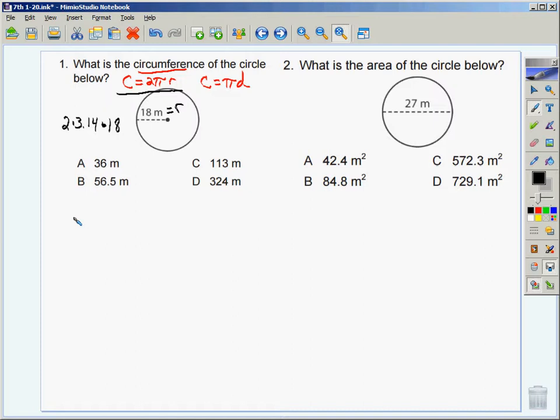But if you're not writing that down somewhere, and you've made a mistake, how can you figure out where your mistake is made? You can't. That's why I've encouraged you from day one, show everything. The answer for this question then, therefore, should have been C, 113 meters. Okay?